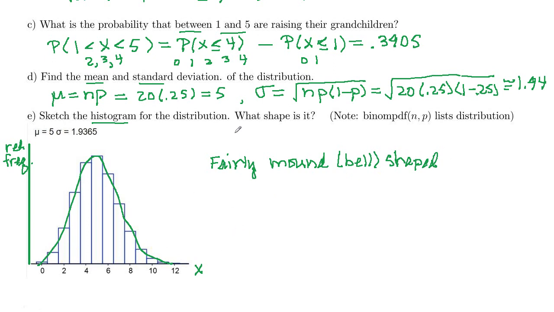What happens here is that the closer your probability, the 0.25, is to 0.5, and the bigger your value of n, the closer this is going to be to a bell-shaped curve. So in that case, we can sometimes approximate our binomial distribution by using the bell-shaped curve.